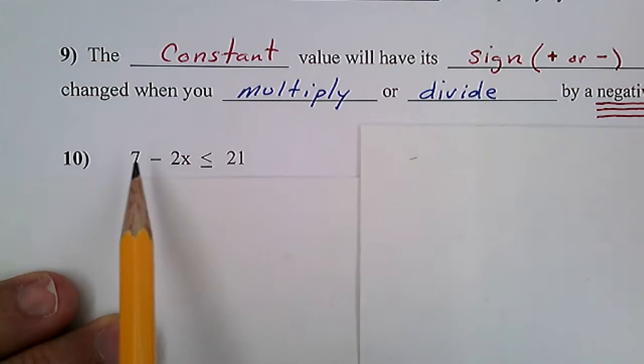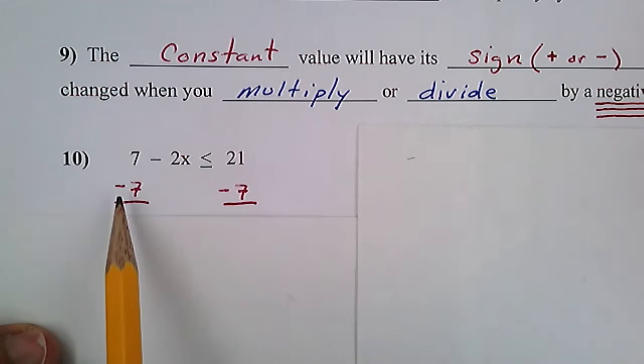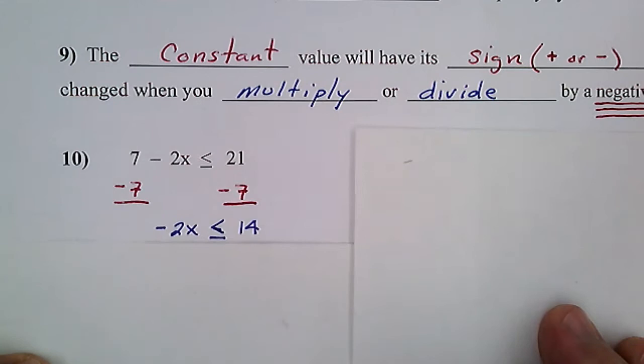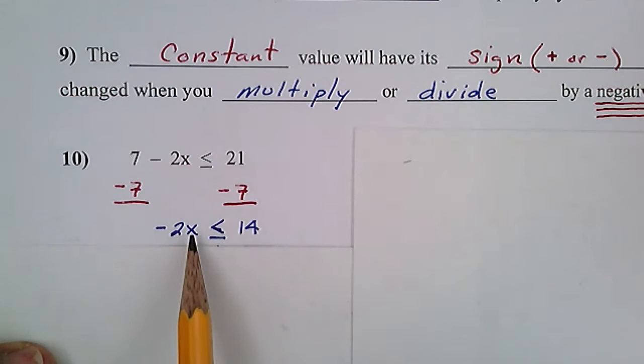I'm going to do the inverse operation, subtract 7 from both sides. 21 minus 7 is going to be 14. Okay. Now I want to isolate my variable. So I need to divide by negative 2. So I'm going to divide by negative 2.